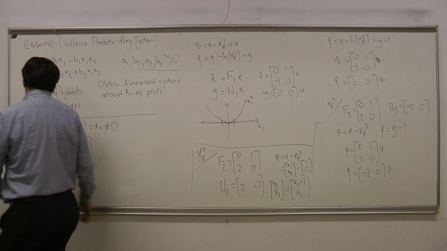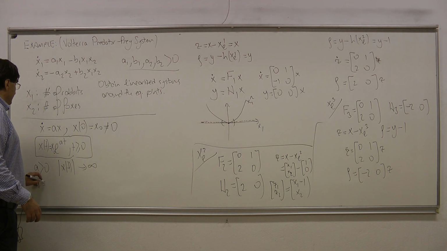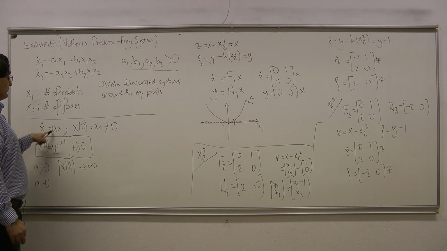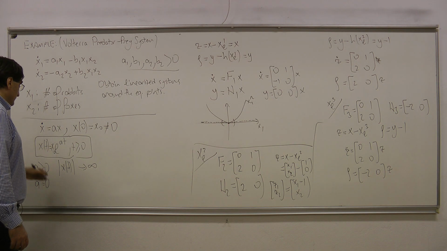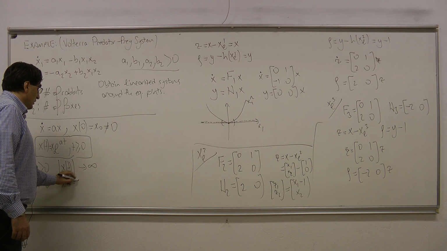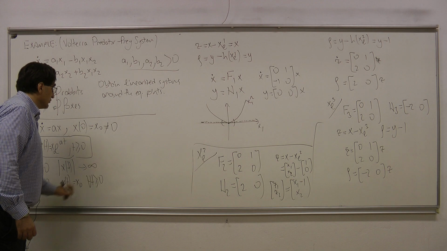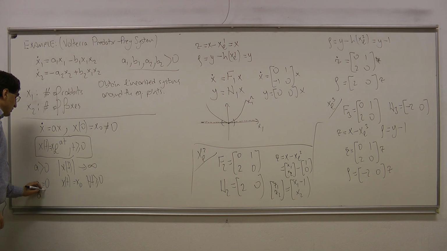So what about the case when a is equal to 0? In that case, the differential equation turns into x dot is equal to 0, and that means that x of t is constant, which is equal to x0 for all t larger than or equal to 0. And what happens if a is strictly smaller than 0?